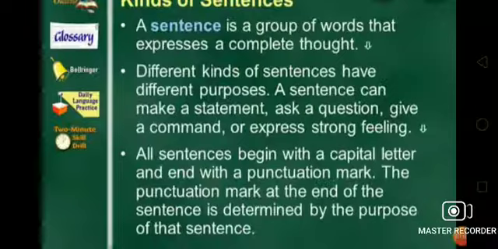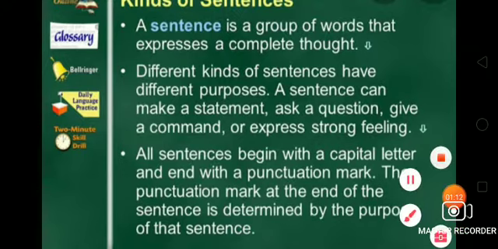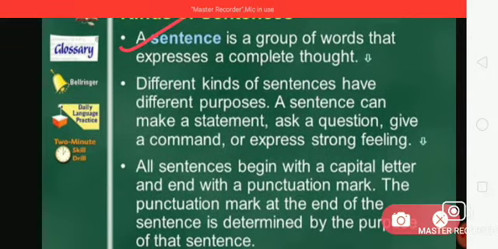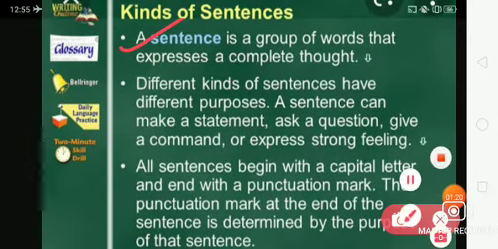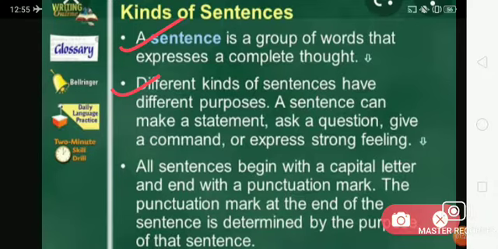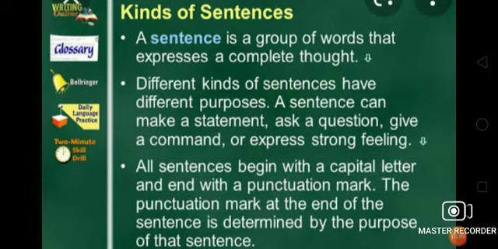In a simple way we can say that a sentence is a group of words that express a complete thought. Different kinds of sentences have different purposes. A sentence can make a statement, ask a question, give a command, or express a strong feeling. All sentences begin with a capital letter and end with a punctuation mark. The punctuation mark at the end of the sentence is determined by the purpose of that sentence.